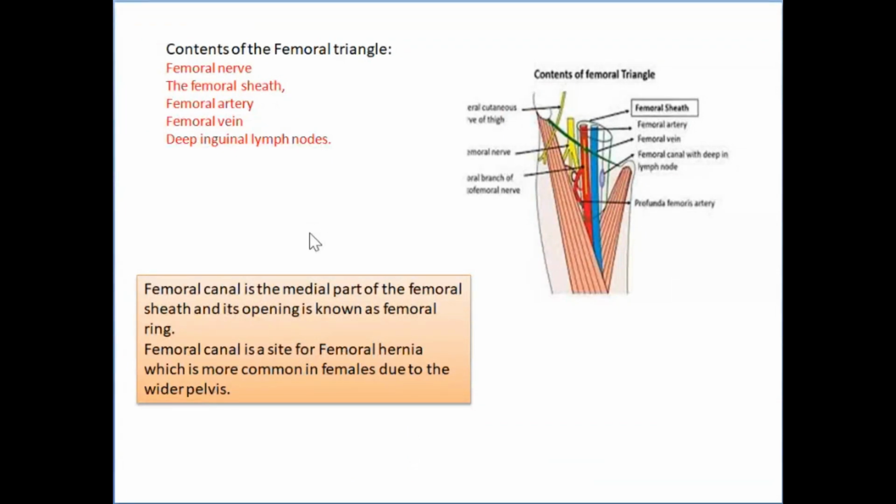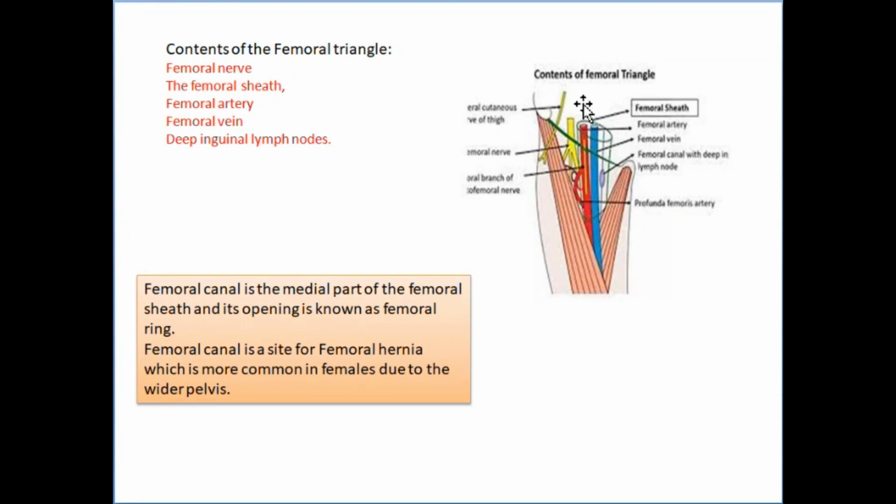So why is it important to know what structures are present here? Here you can see we have the femoral nerve, okay, which is more lateral. Then we have femoral artery. Then we have the femoral vein. Okay. Now in this figure you can see that there is femoral sheath which is enclosing the artery and vein, but nerve is outside. Okay, always remember the femoral nerve is not in the sheath. In the sheath only you have the artery and vein. Okay, then you have here the deep inguinal lymph nodes.